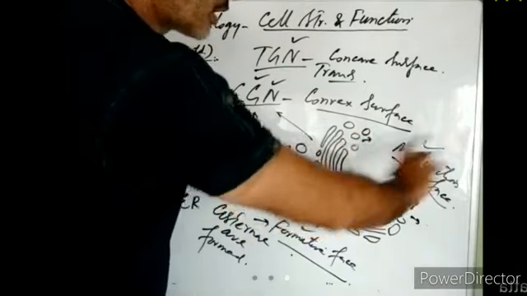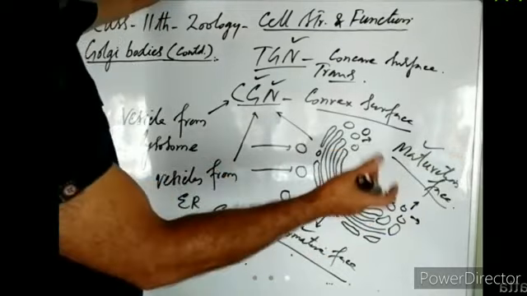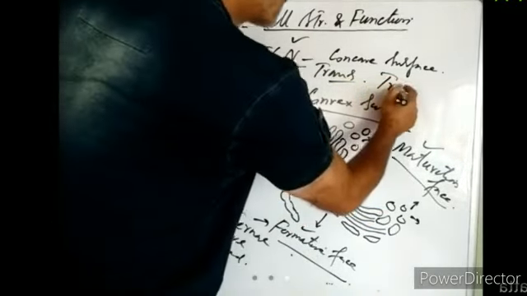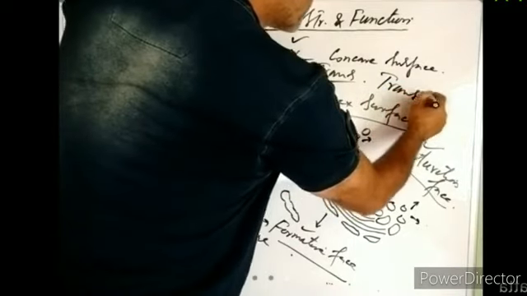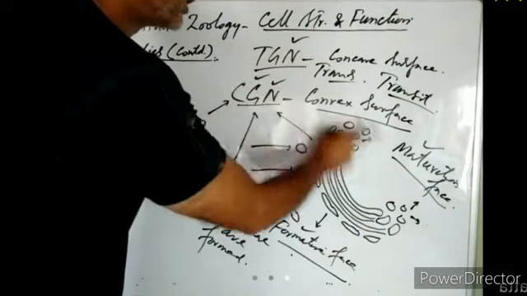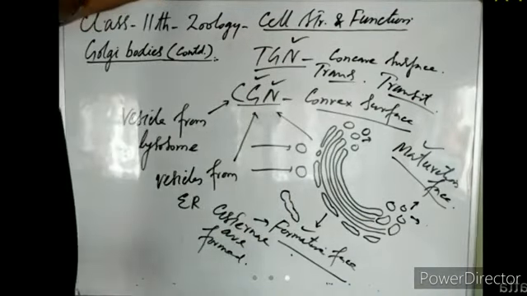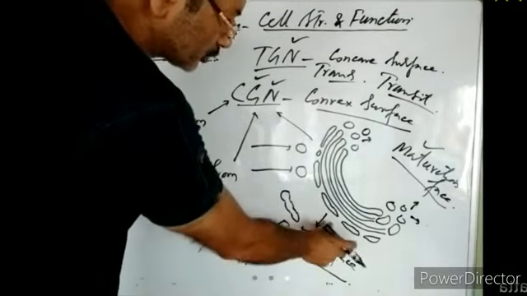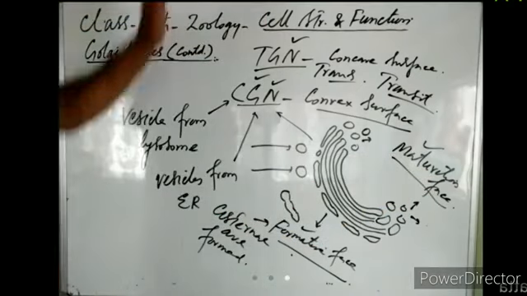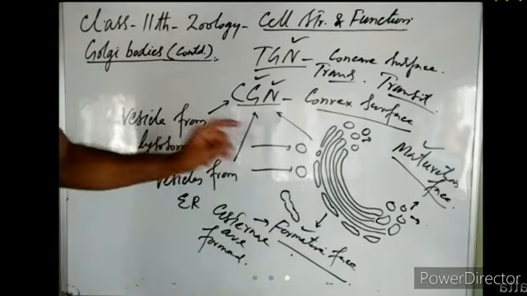Materials are being transported either out of the cell or into the cytoplasm of the cell. So there is transit of materials. For that purpose, we call this side the TGN, trans-Golgi network. We also call this side the formative phase, and we also call this side the maturation phase. So that is all about the structure of Golgi.